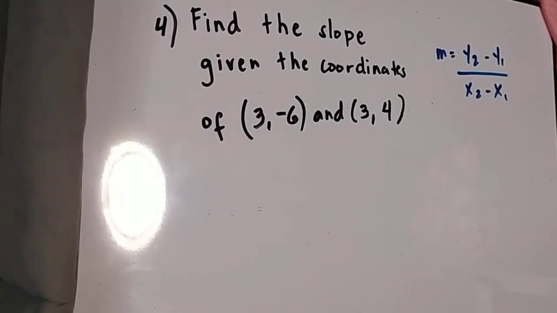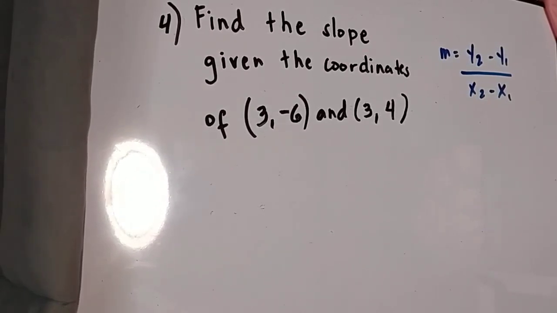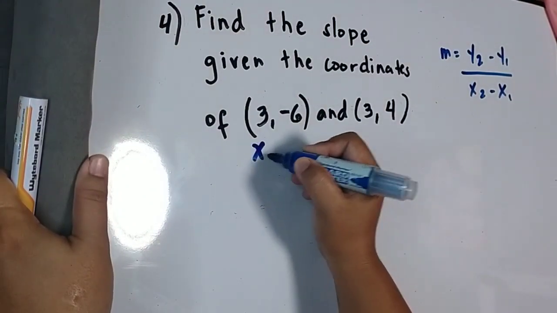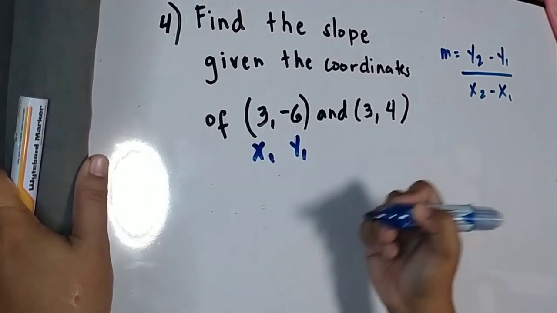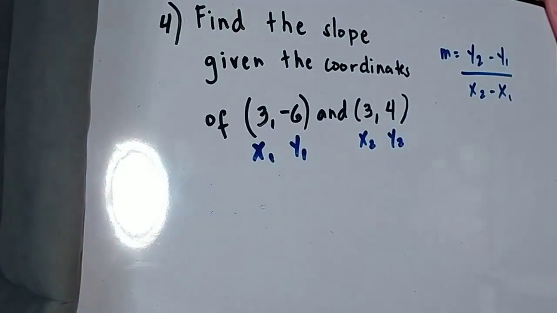Fourth example, so find the slope given the coordinates of (3, negative 6) and (3, 4). So, identify again x sub 1, y sub 1, x sub 2, y sub 2. So, first coordinate, again x sub 1 and y sub 1. Second coordinate, x sub 2, y sub 2. Then, substitute the values sa slope formula.